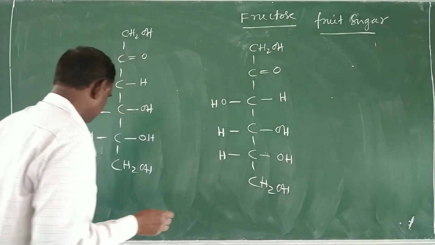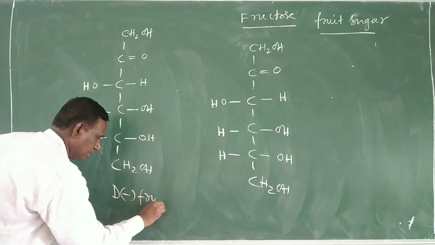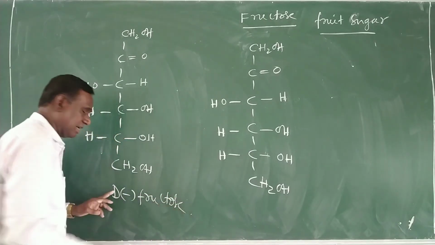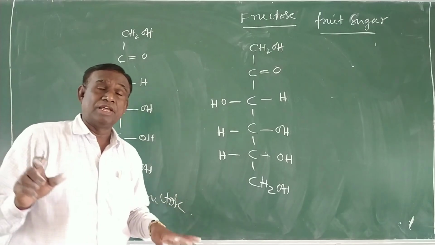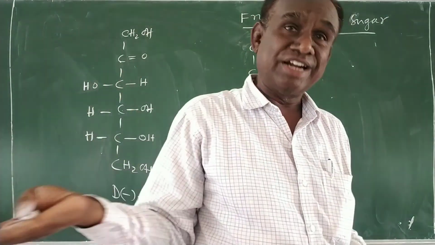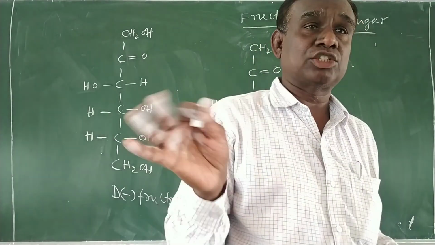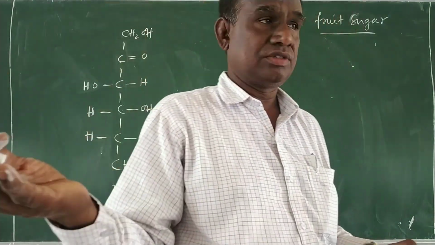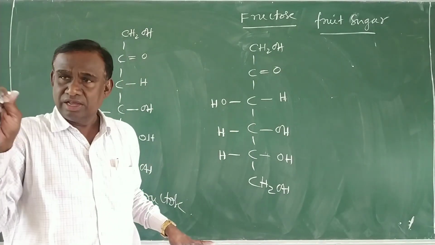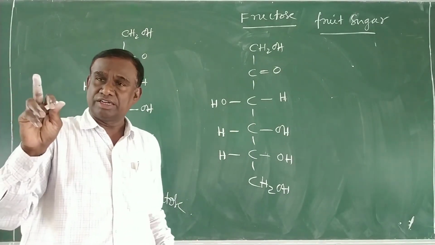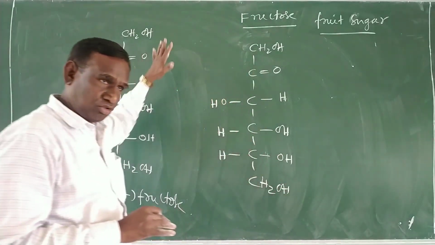This is D minus fructose, you see. Remember, what is minus? Minus means it turns the plane polarized light to the left hand side, the anti-clockwise direction. It is called levulose, not dextrose. But we have to write the D forms only. We are not writing the L forms. So therefore it is also an open chain structure.